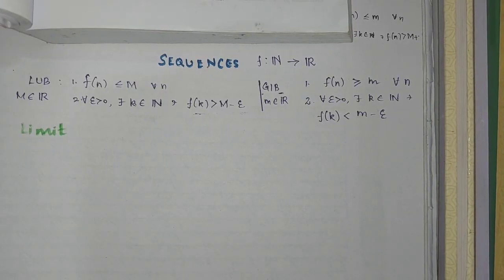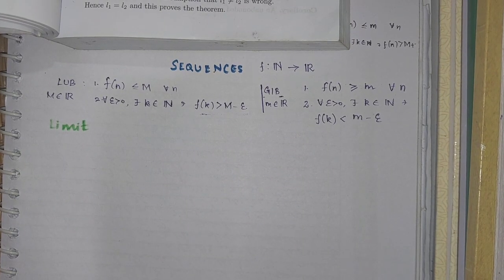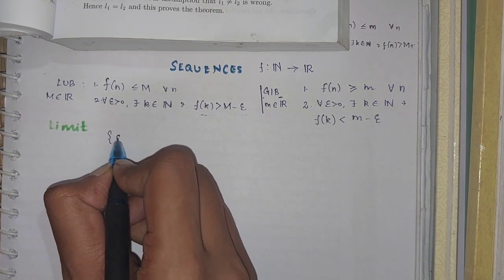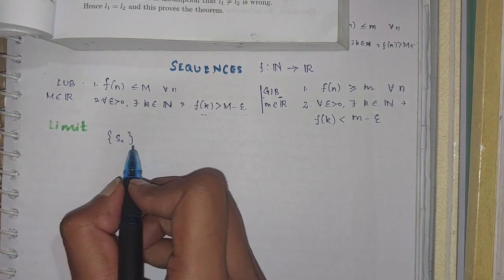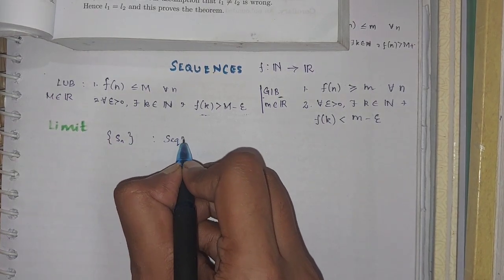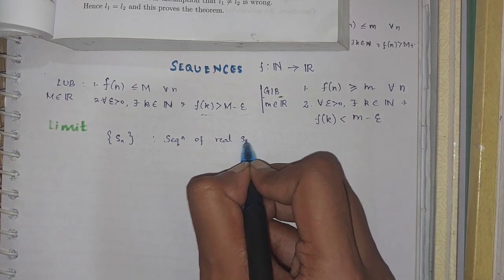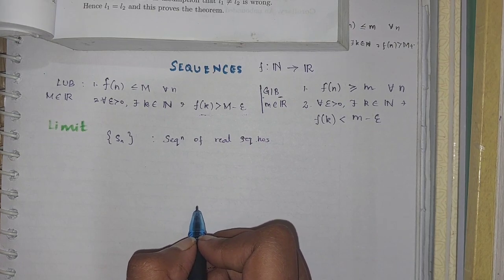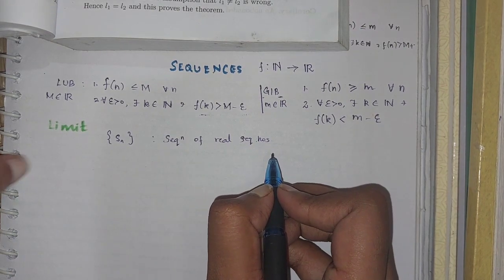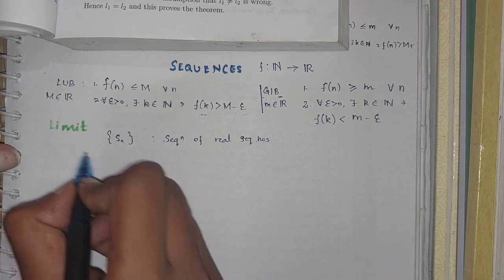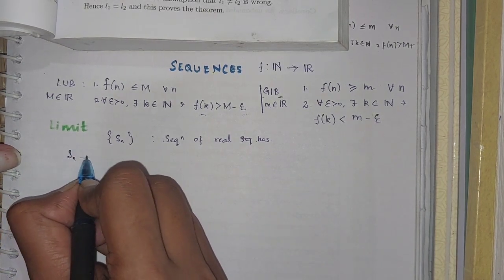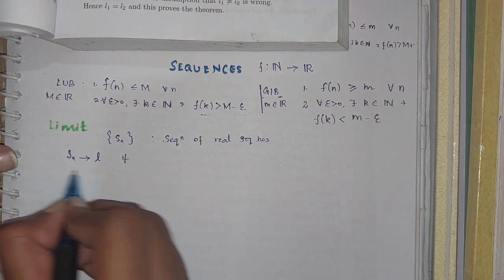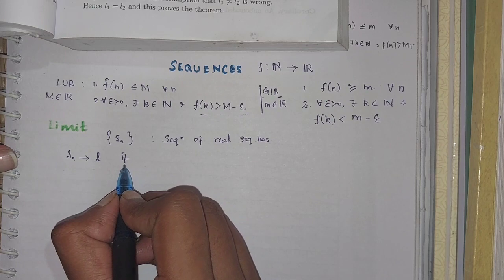Let's say what the limit of a sequence is. Let's take Sn to be the sequence. You can denote it any way. This is a sequence of real numbers, that is nothing but a real sequence. If Sn approaches L, we can say that Sn approaches L, but you have to state this condition in order to say this.